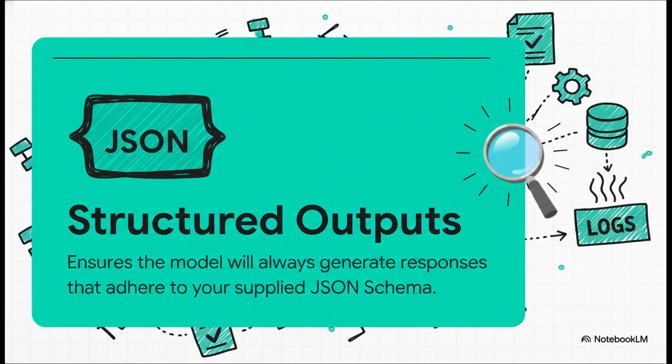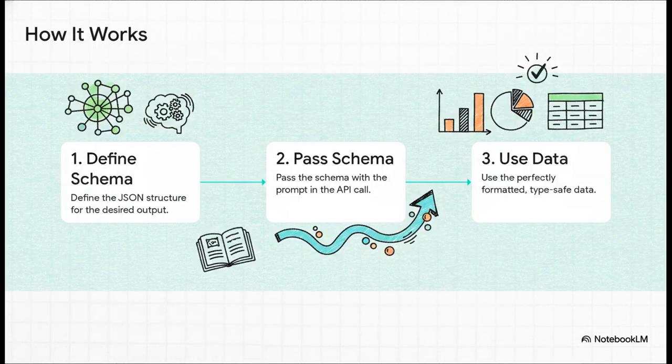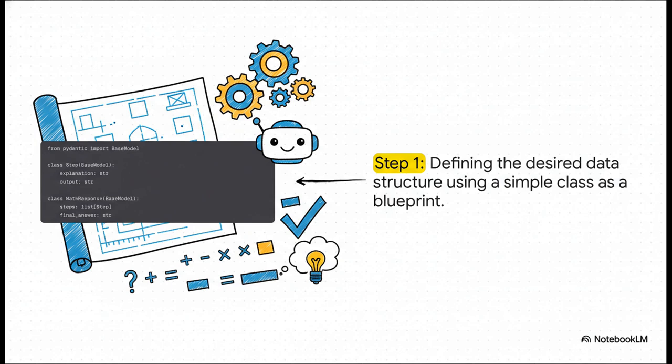That means no more messy, unpredictable paragraphs of text. We get clean, perfectly formatted data that a computer can understand every single time. And the best part, it's incredibly easy to do. It's just 3 steps. First, you define the structure you want. Second, you just pass that structure along with your prompt. And third, you get back perfectly formatted, ready-to-use data. It's really that simple. Here's a quick peek at what that first step looks like.